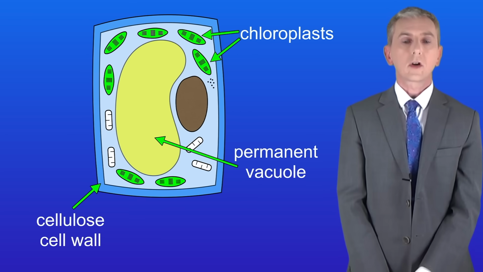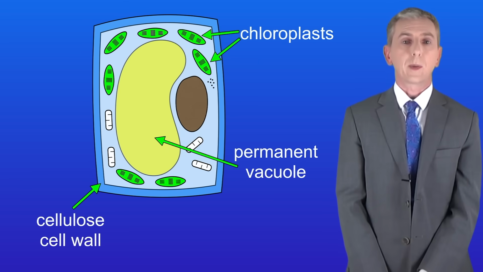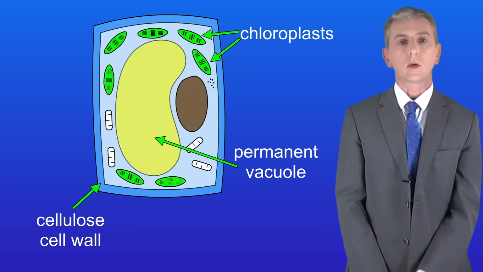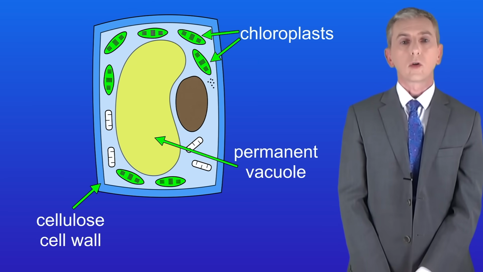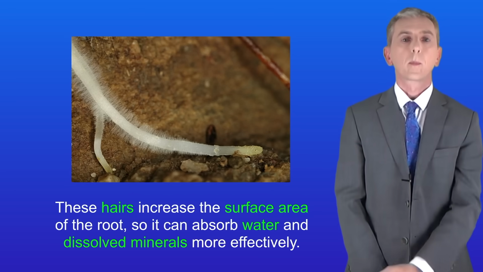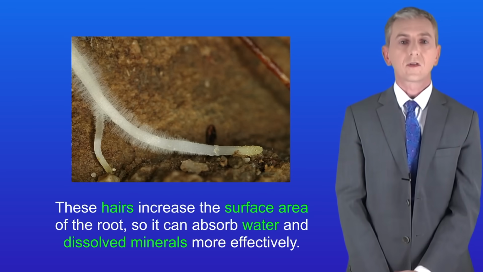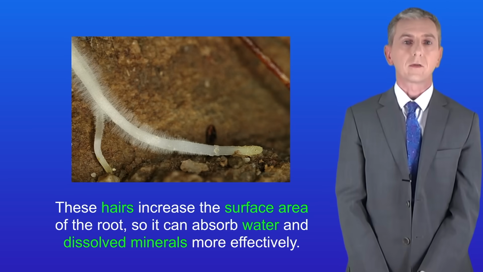We've already seen the structure of a general plant cell. Remember that three of the key structures in a plant cell are the chloroplasts, the cellulose cell wall, and the permanent vacuole. So the first specialised plant cell we're going to look at are called root hair cells. I'm showing you a picture here of a root. As you can see, the root's covered with hairs. These hairs increase the surface area of the root, so it can absorb water and dissolved minerals more effectively.